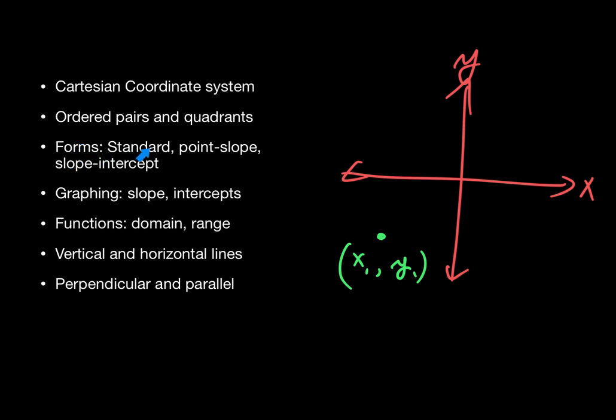Today we talk about forms of lines: standard, point-slope, slope-intercept. Graphing, we're talking about slope and intercepts. We did a little bit of that the last time we met. We're going to talk about functions, what it means to be a function, domain and range. And again, hopefully these words sound like you've heard them before. We'll dive into them a little bit more so you remember what they are. Vertical and horizontal lines, and then what it means to be perpendicular and parallel as we go along.